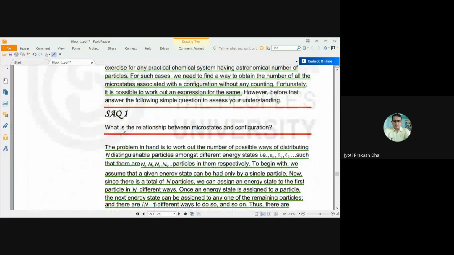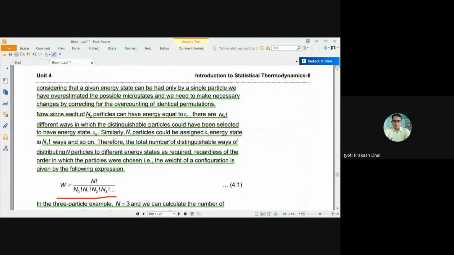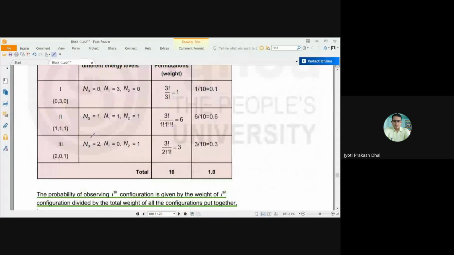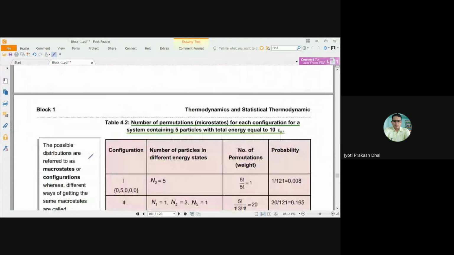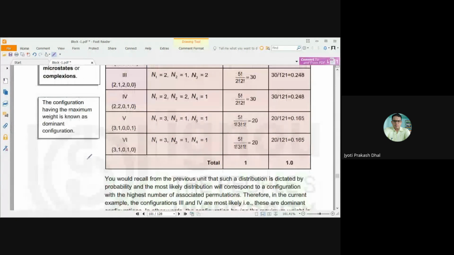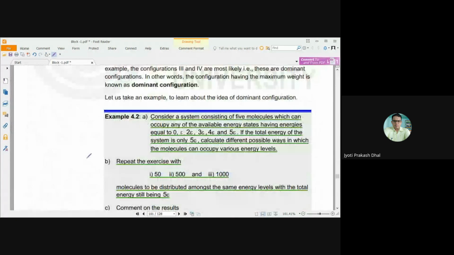So here one question is: what is the relationship between microstates and configuration? You can easily solve all these things if you go through what we have discussed today. So these are very easy things. Another example is there.